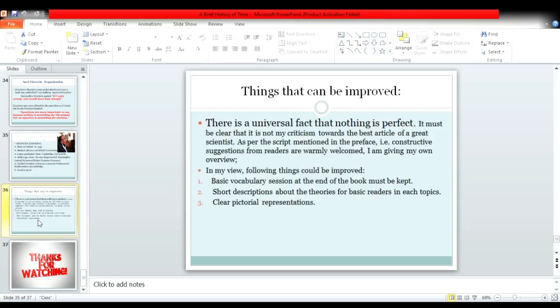Now let's talk about the things that can be improved. Although I am not going to criticize, there is a universal fact that nothing is perfect. It must be clear that it is not my criticism of the best article of a great scientist. As mentioned in the preface, constructive suggestions from readers are warmly welcome. I am giving my own overview. A basic vocabulary section at the end of the book should be included, along with a description of the theories for basic readers in these topics, and clear pictorial representations.